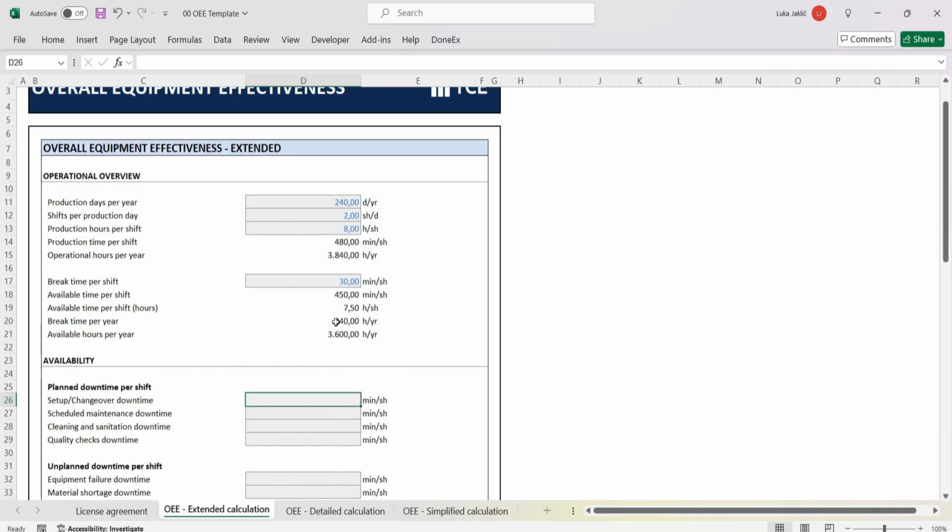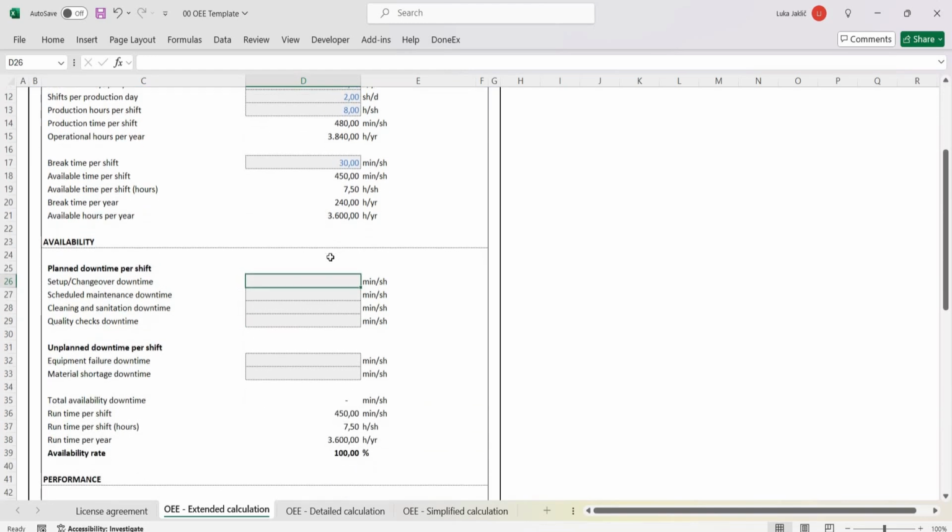Now, let's dive into the availability aspect in more detail. The planned downtime per shift consists of several components. Setup and changeover downtime, which involves preparing the equipment for a new production run, accounts for 20 minutes per shift. Scheduled maintenance downtime, necessary for routine upkeep of the machinery, takes 15 minutes per shift. Cleaning and sanitation downtime, required to ensure equipment cleanliness and adherence to safety standards, adds another 5 minutes per shift. Lastly, quality checks downtime, which involves inspecting and ensuring product quality, also takes 5 minutes per shift. Adding these together, the total planned downtime per shift is 45 minutes.